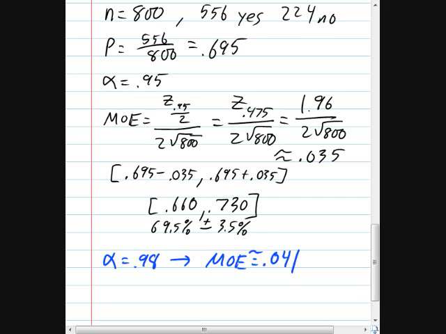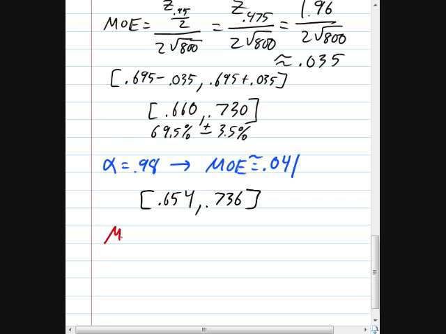I found the margin of error to be approximately equal to 0.041, which would give me a confidence interval of 0.654 up to 0.736. Notice this is a wider interval. We were 95% sure that the correct answer was between 66 and 73%. But if we want to be 98% sure, we have to widen our range and say that we're 98% sure that the correct answer is somewhere between 65.4% and 73.6%.